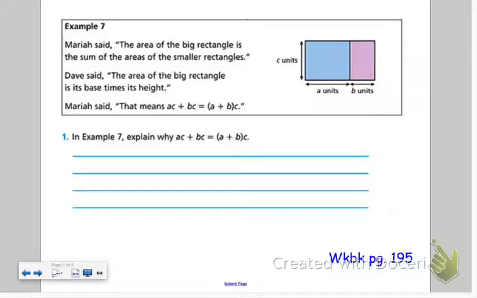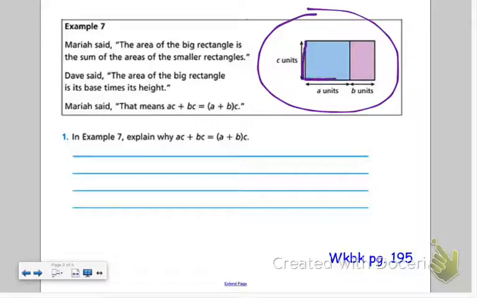I want you to look at workbook page 195. They give you a couple different examples of the distributive property, but I want you to take a look at example 7. I think example 7 really helps you understand how the distributive property works. Maria said the area of the big rectangle, and when I say the big rectangle, I'm talking about this whole thing here. The area of the big rectangle is the sum of the areas of the smaller rectangles, meaning if you can find the area of this rectangle right here, and then if you can find the area of this rectangle right here and add them up, you would have the total area of the whole rectangle.